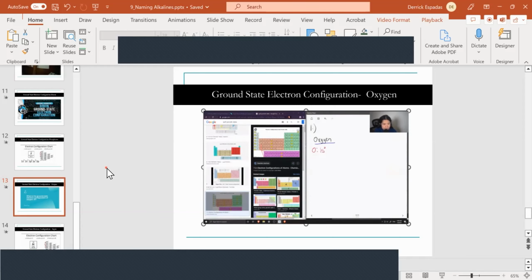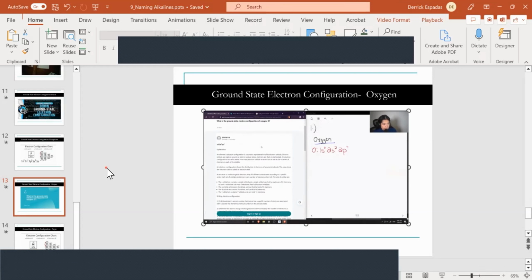So then moving down to the next row, we have 2s2, and then across to 2p, and then we count up to oxygen, so 1, 2, 3, 4. So the electron configuration of oxygen is 1s2, 2s2, 2p4. And we can double check by adding up all the superscripts to make sure that we have 8 electrons. So 4 plus 2 plus 2 is 8. So we know that this is the correct answer.